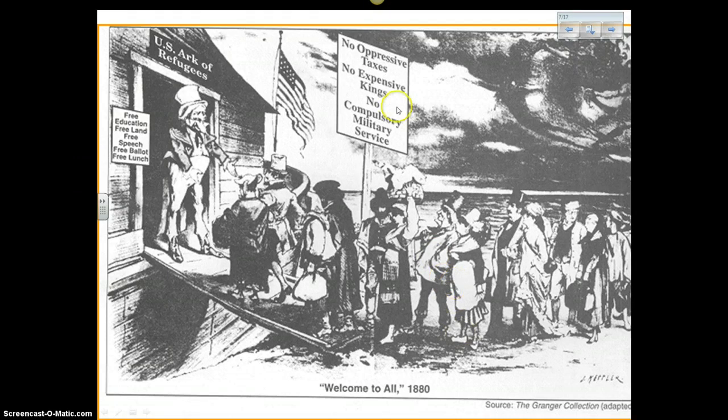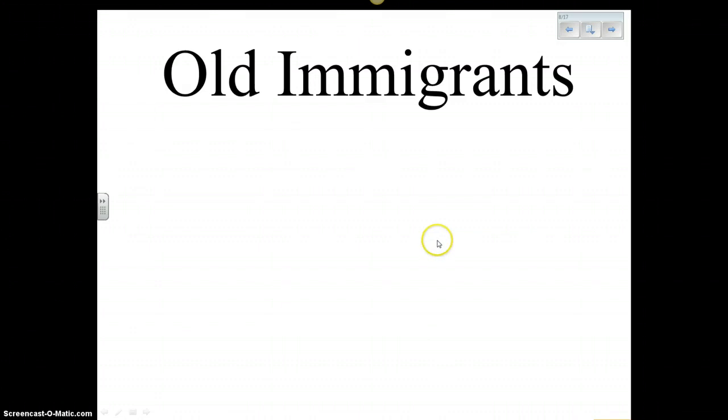So prior to 1880, no oppressive taxes, no expensive kings, no compulsory military service, free education, free land, free speech, free ballot. We talked about the Homestead Act. Here's Uncle Sam with his arms wide open. This cartoon illustrates the idea that America was open-armed and welcoming to immigrants. But as you probably, well, let me talk about this first.